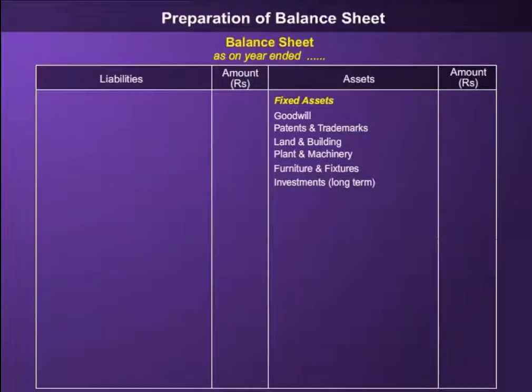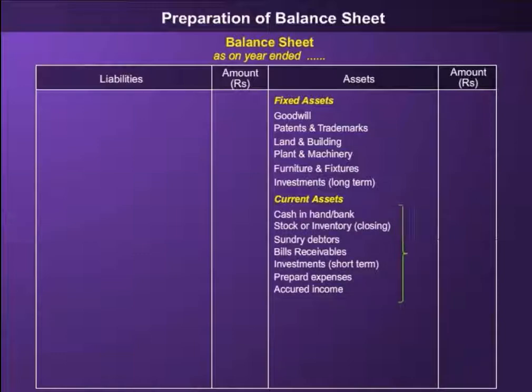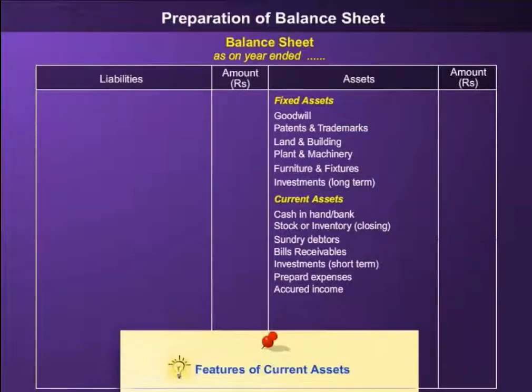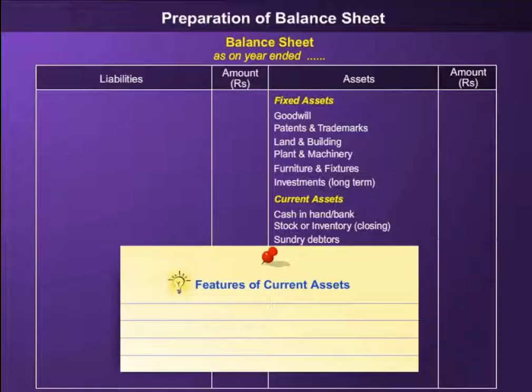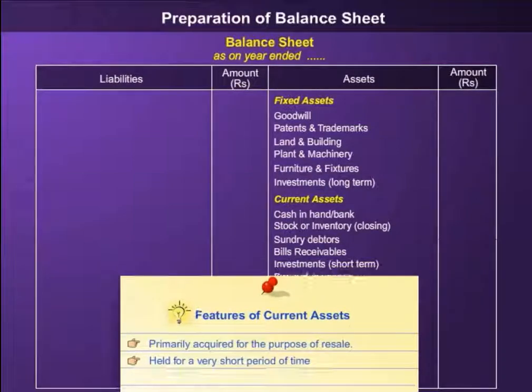Now next to the fixed assets are the current assets. All these assets are categorized as current assets. Here are a few features. They are primarily acquired for the purpose of resale, and hence are held for a very short period of time.